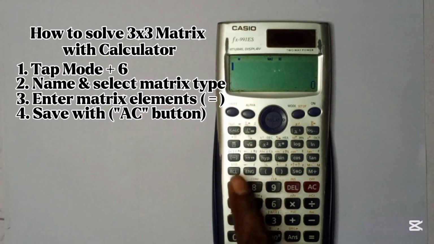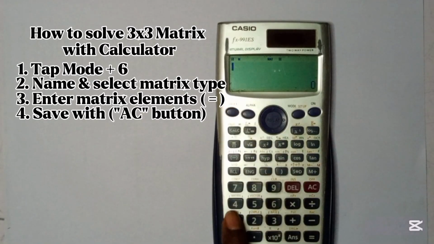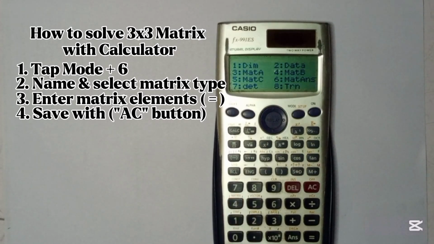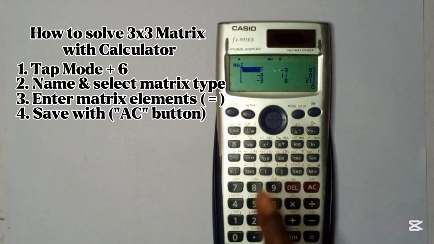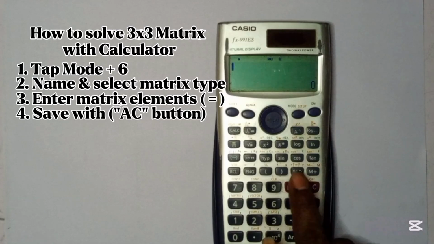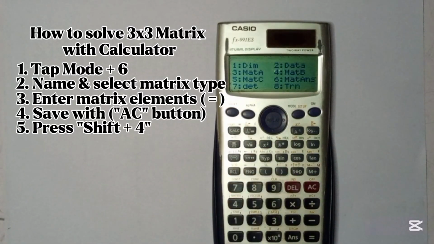How do I do that? I go to shift 4, where you can see matrix on it. Now I've been given different things that I can do. If I want to recall matrix A, I can simply press 3 and press equal to, and it shows me the matrix stored there. So now I can perform other operations. If I go back to shift 4, I can do some matrices.